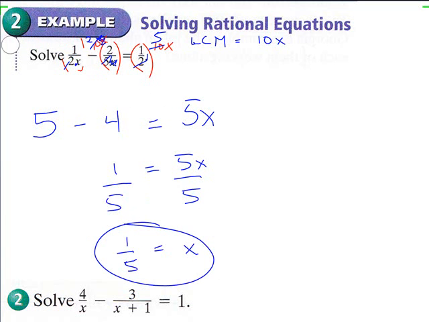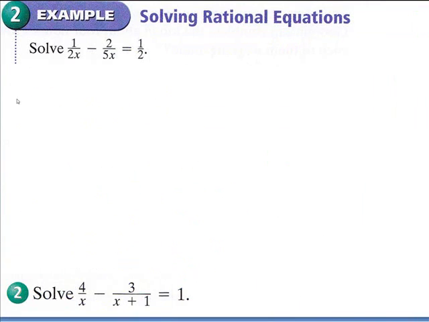Then you always want to check, with any solving type problem. If you plug in 1 over 5 here, are you going to get 0 on the bottom here? You plug in 1 over 5 here, 5 times 1 over 5. These cancel and you end up with 1, so that's not 0, so you're okay. So you always want to check your answer. Let's do another example, this one on the bottom right here.